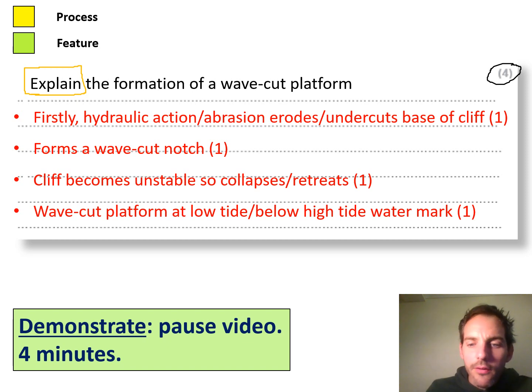Now if we were just to mark this up with process feature, we would see that there's your first process. I suppose base of the cliff is a feature of sorts. This forms a wave cut notch, there's our feature. The cliff becomes unstable, so it retreats. So cliff retreat is our second process, and our final feature is the one we are going for, where it references the question, the wave cut platform. Give yourself a mark out of 4, correct with green pen.